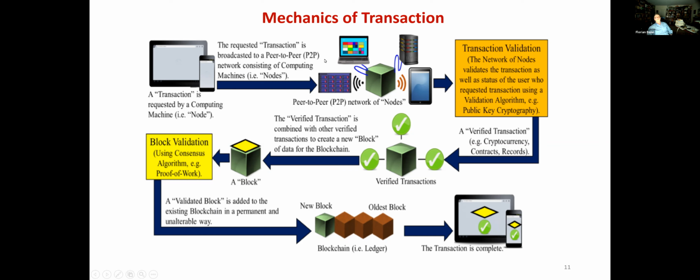One node requests a transaction and broadcasts it to a peer-to-peer network consisting of different nodes. In this case, the transaction gets validated by one of the nodes, and the verified transaction is then sent to all other nodes. There's a fairly sophisticated mechanism for how to approve this transaction. If it's approved or validated, it goes to the blockchain and creates a new block. And then the transaction is complete.